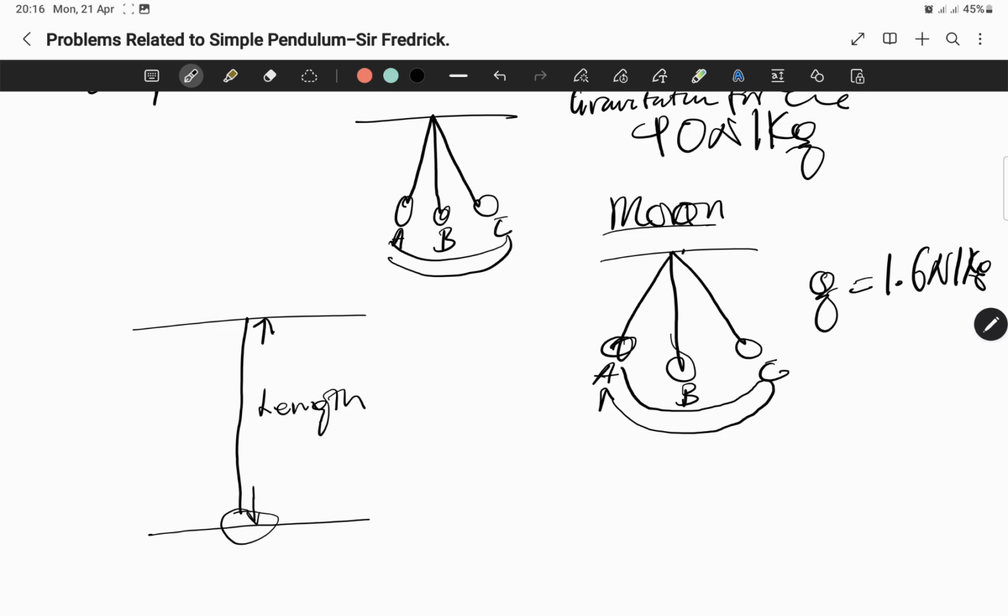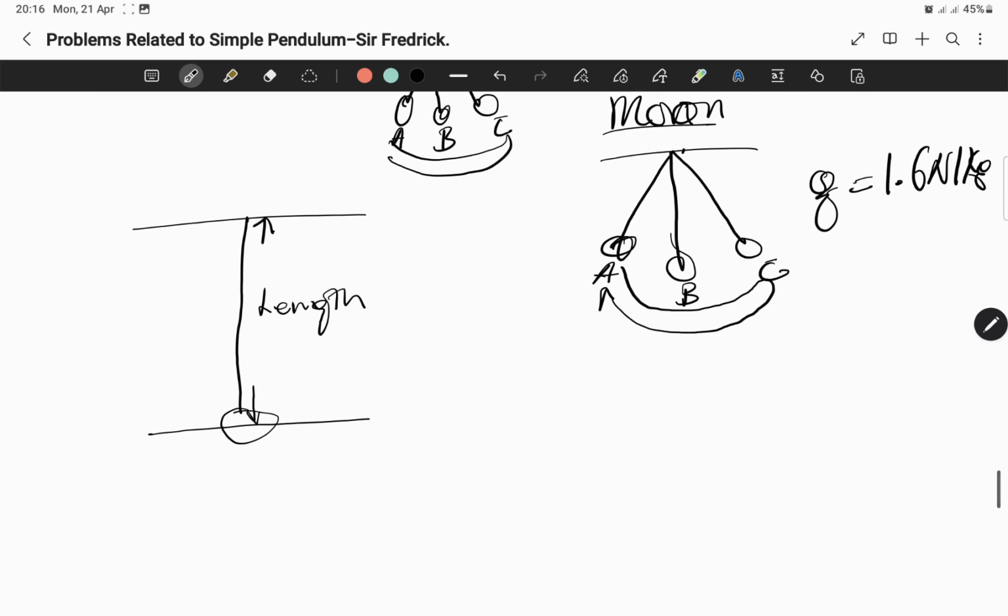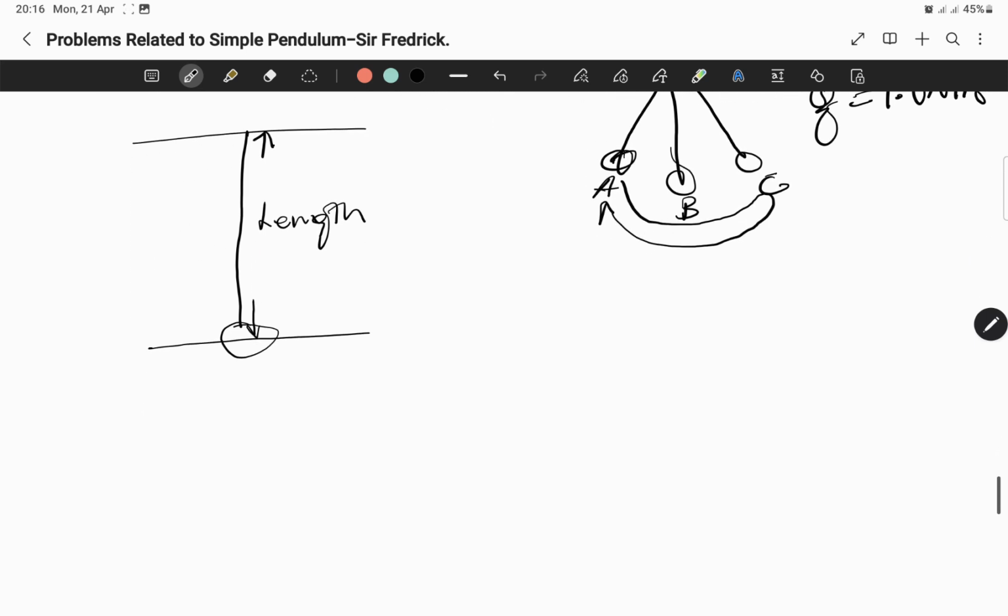So let's just imagine we have a short length. This is our pendulum that we have, shorter. Okay. So what does this mean? If we were to release this bob, it will move quickly like that, within a few seconds.